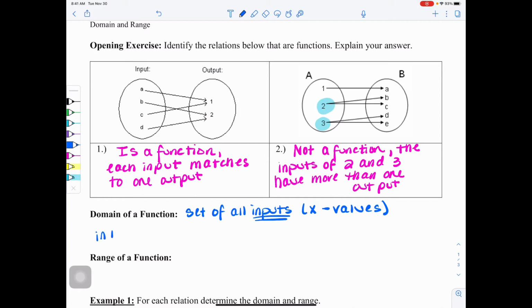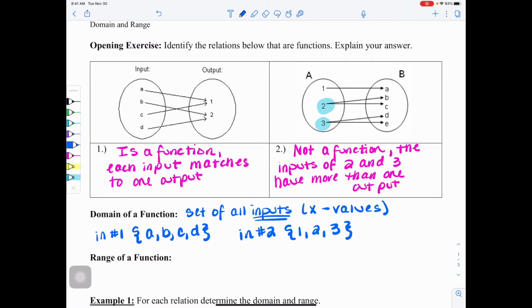So in number 1, the domain is your set of inputs. The input circle is on the left, so that would be the list of A, B, C, and D. Make sure you use the curly brackets for set notation. In number 2, the domain or the inputs, again, are on the left-hand side. This time they are numbers. So they would be 1, 2, and 3. So again, domain of a function, the domain is the set of all inputs or the x values.